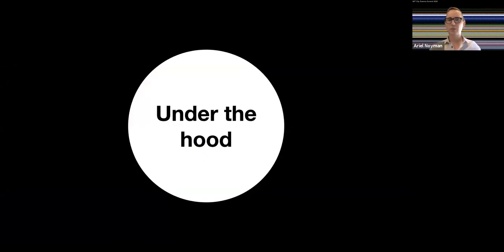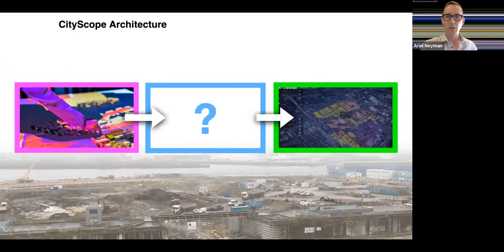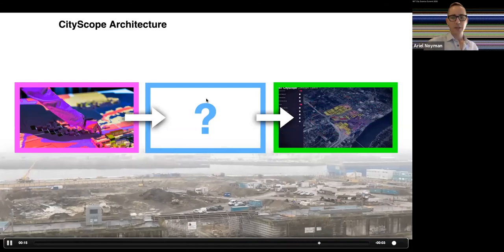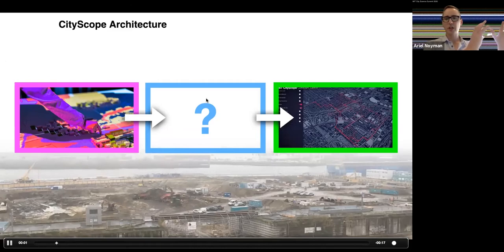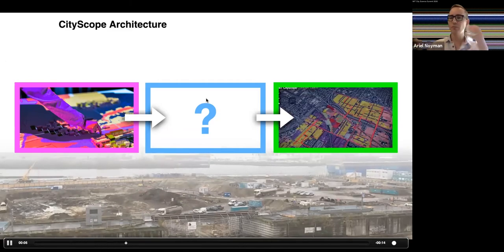So up until now, that was the hand-wavy, high-level introduction to CityScope. What I want to do in the next couple of minutes is just to go under the hood and talk about how CityScope is constructed. So the three major aspects of the platform are what you're seeing here. We have some kind of an input on the left side, some kind of an output on the right side, and something that computes in between.